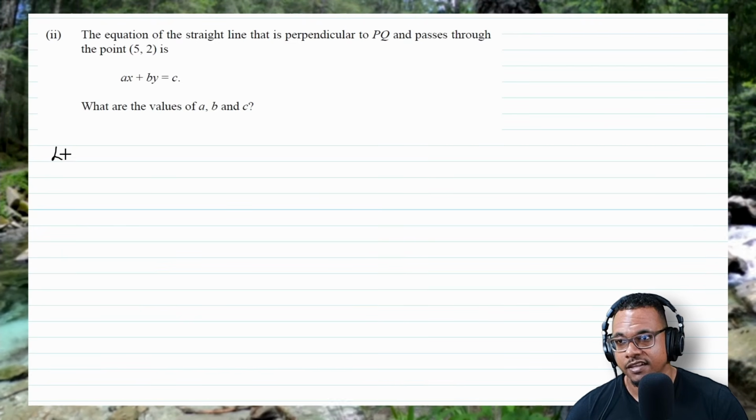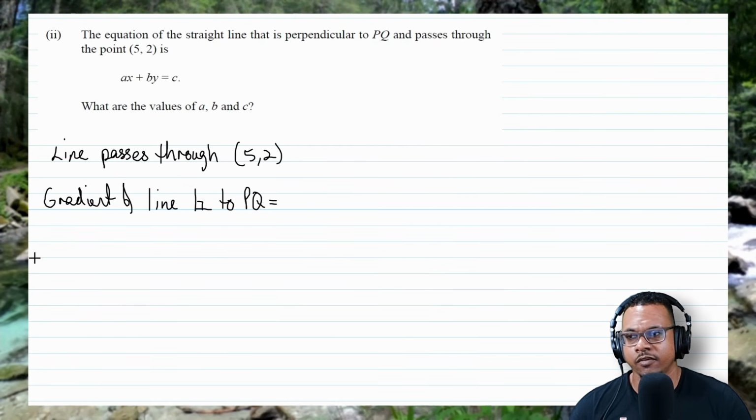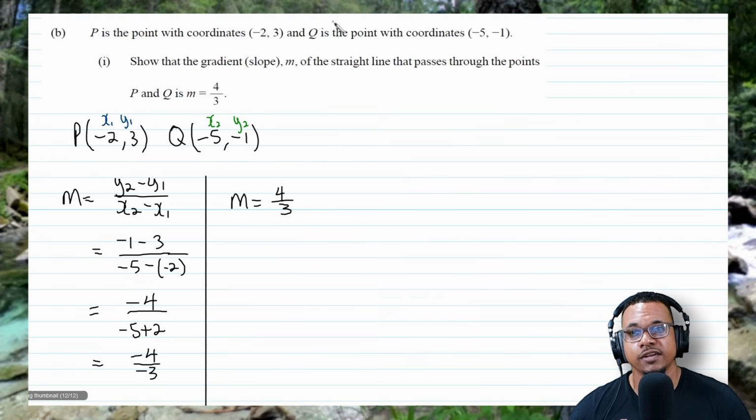All right, so we have a line that passes through (5, 2), so we have that. And then we need the gradient of the line. I have the gradient of the line perpendicular to PQ. So let's recall that the gradient of PQ is 4/3.